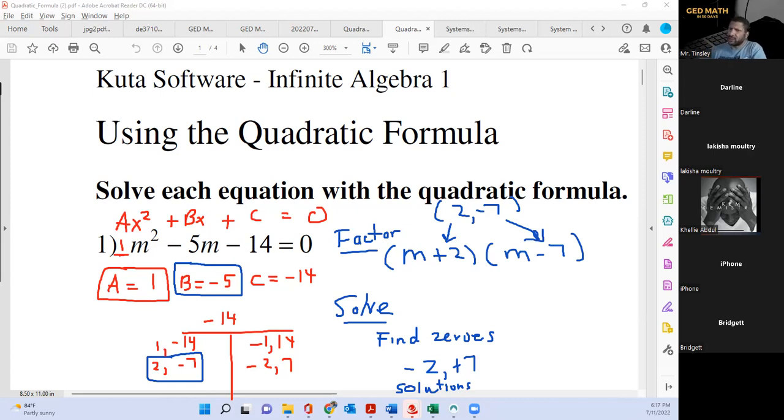Are you sure, Mr. Tinsley? Because that don't seem right. Well, let me prove it to you. Let's plug in the -2 and the 7. Now, I'm going to use the calculator because the calculator is my friend. I love the calculator. So let me save it and let me erase the left side.